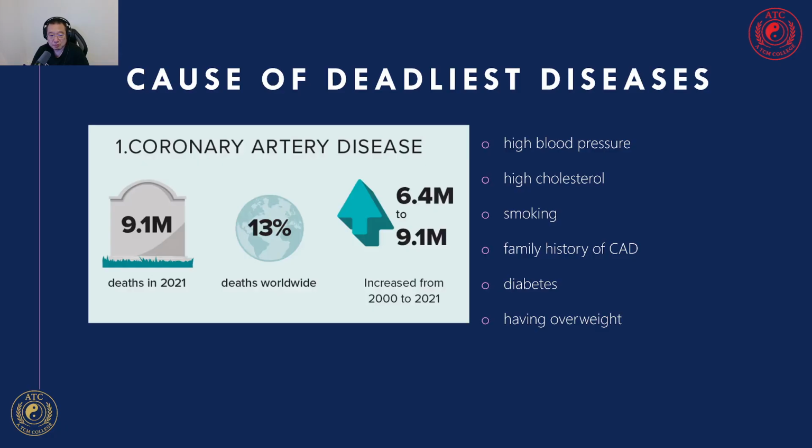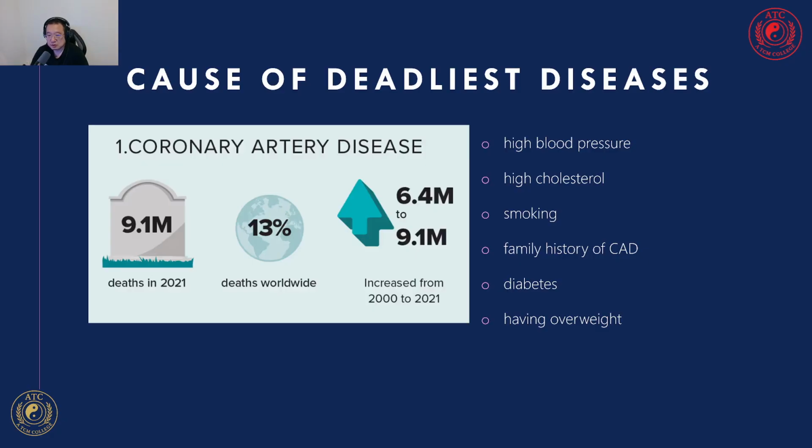Let's look at the number one deadliest disease, coronary artery disease. In 2021, there were 9.1 million deaths a year, and worldwide deaths counted 13%, increasing from 6.4 million in 2000 to 9.1 million. That's terrible. And for the causes of the disease, there are many, like high blood pressure, high cholesterol, smoking, family history of CAD, diabetes, and being overweight.